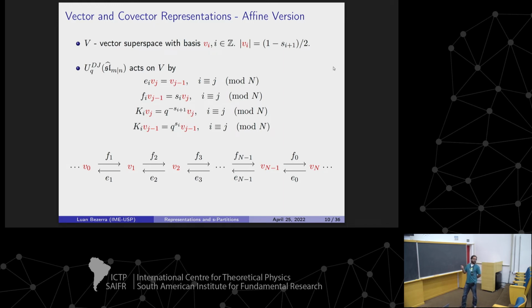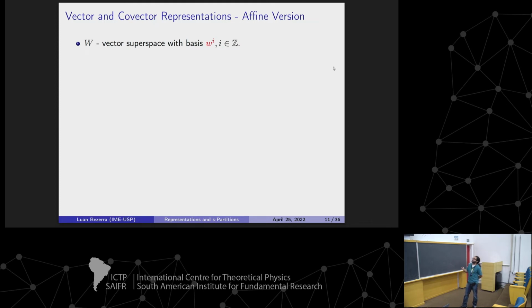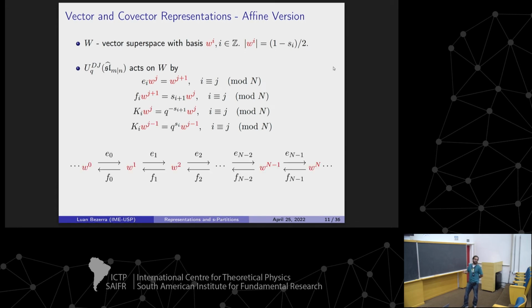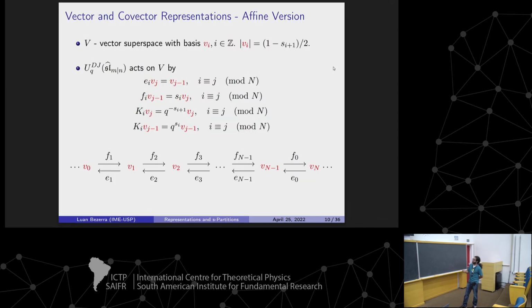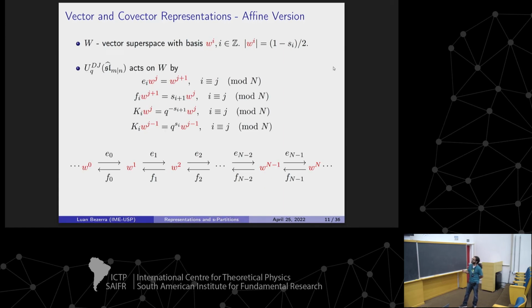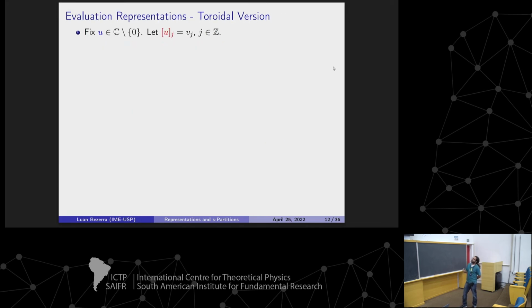But I also can consider the dual. I'm just not calling it the dual because it's not the same normalization that you would have if you consider the Hopf structure, but it's the dual space with another normalization of the action. And the main difference is that it goes backwards. So in the vector representation, the f's are increasing the indices of my vectors, and in the covector representation, the f's go backwards, so they decrease the indices.